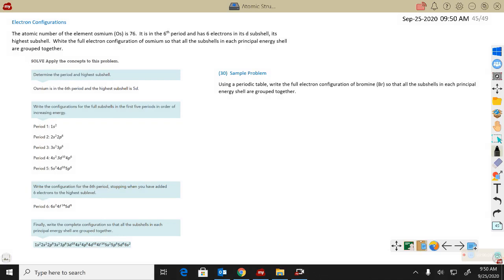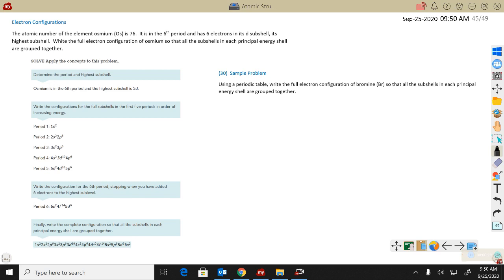Let's see how this electron configuration stuff is going. If you can write the electron configuration for osmium, number 76, I guarantee you could write the configuration for pretty much anything. Now, I would highly suggest when you do electron configurations, you work off the periodic table.